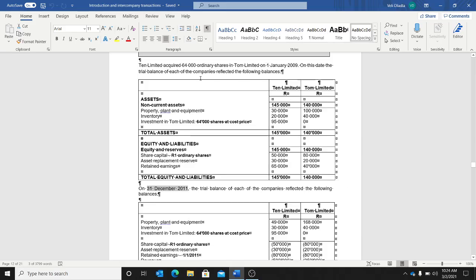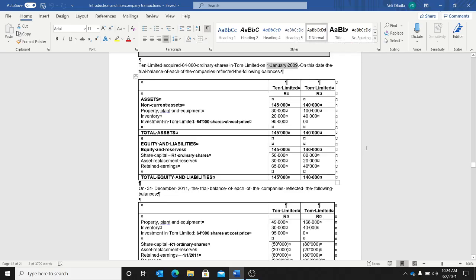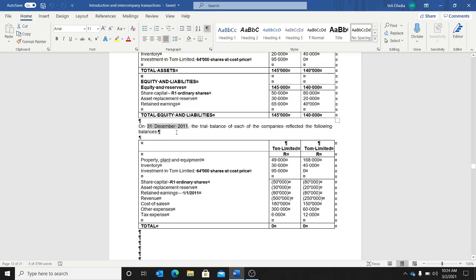So this trial balance here is at this date, right? So everything that you see here, all these figures that you see here, they relate to this date here, okay? Now, after that date, things have changed. By the time you are here, here's the trial balance of that time.